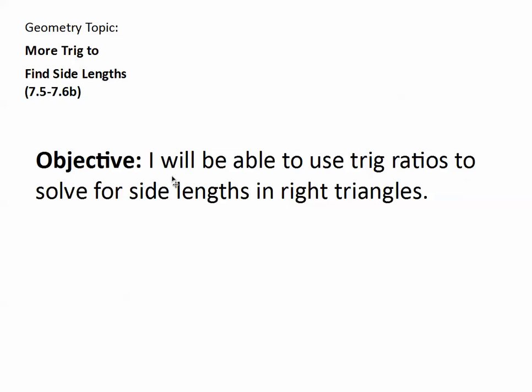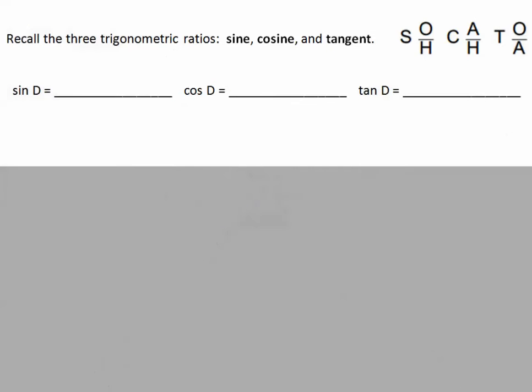In this section, our objective is to be able to use trig ratios to solve for side lengths in right triangles. Let's begin by recalling the three trigonometric ratios, sine, cosine, and tangent. Remember we use SOHCAHTOA to help us do this.